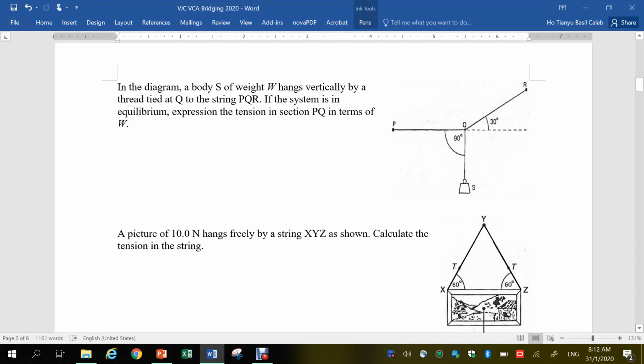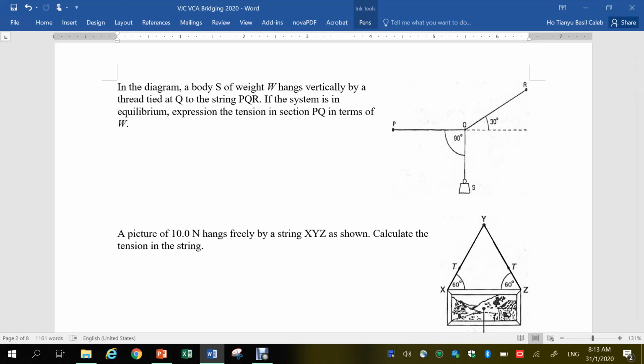Here we have a diagram where a body of weight W hangs from a string, connected to point Q in a string of P, Q, and R. If this system is in equilibrium, express the tension of PQ in terms of W, which is the weight of S. How should we do this?